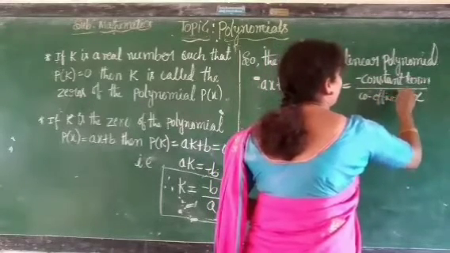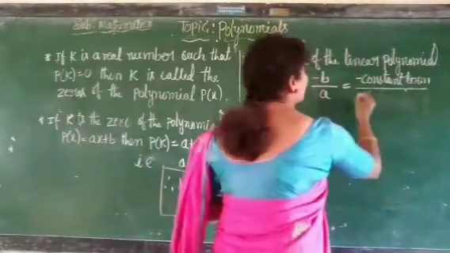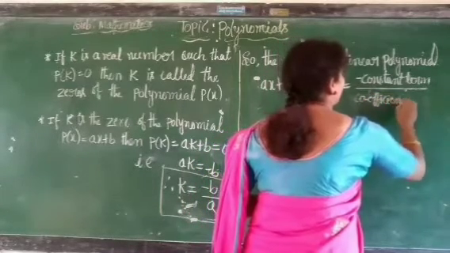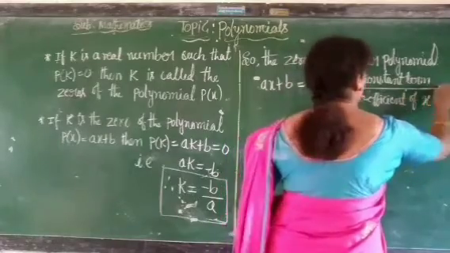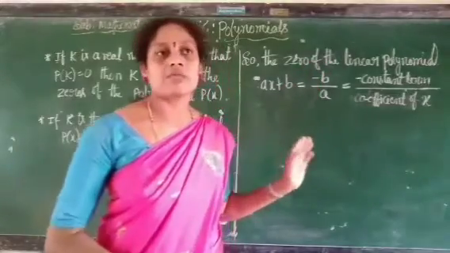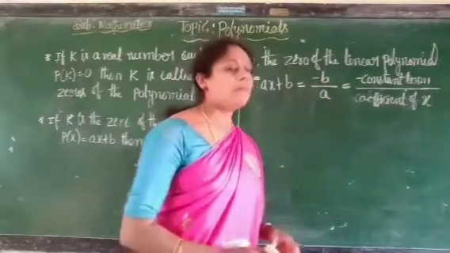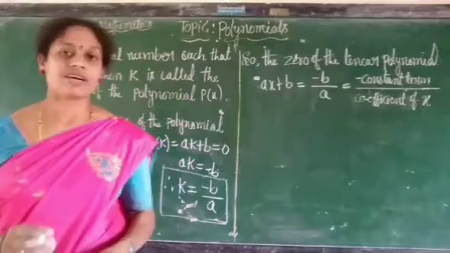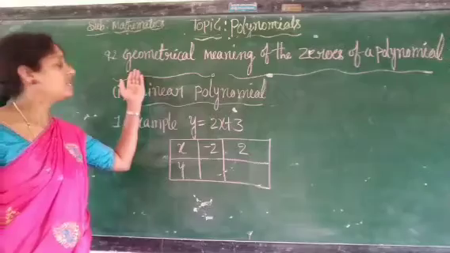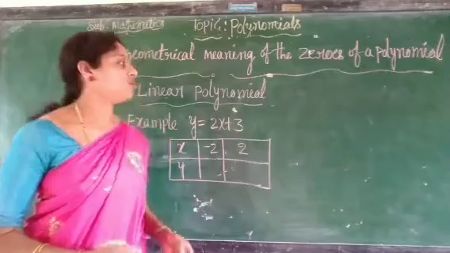Coefficient of x. Once again, the zero of the linear polynomial ax plus b is equal to minus b by a, which is equal to minus the constant term divided by the coefficient of x. So, second heading: geometrical meaning of the zeros of a polynomial.